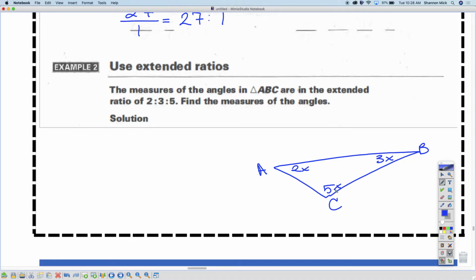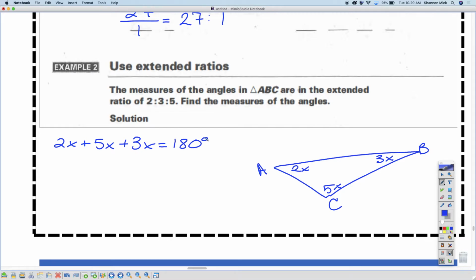So, what do I know that all of those add up to be? 180. So what should I do with all of those? Add them all up and equal to 180, right? Same thing we've been doing. So 2x plus 5x plus 3x equals 180. Because I know all the angles in a triangle add up to 180. I said sides and I should have said angles. If it's something with the sides, it would have to tell me like the perimeter, wouldn't it?